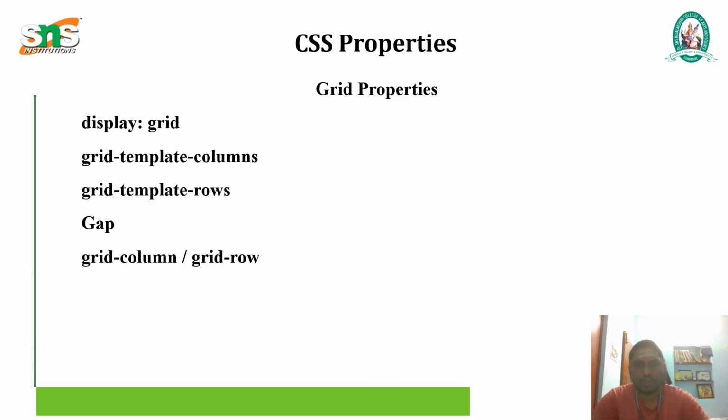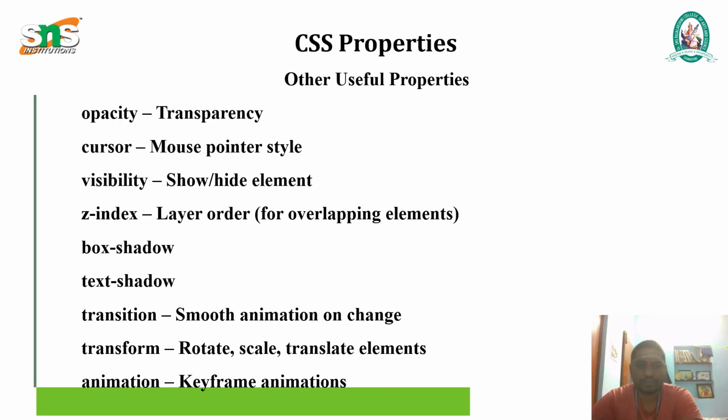Next are the grid properties. With grid properties we arrange columns and rows. Display grid, grid template columns, grid template rows, then gap, grid column, and grid row. Based on this we create the correct columns and rows. We create a template, and on this basis we use the grid properties and grid elements in CSS, in columns and rows.